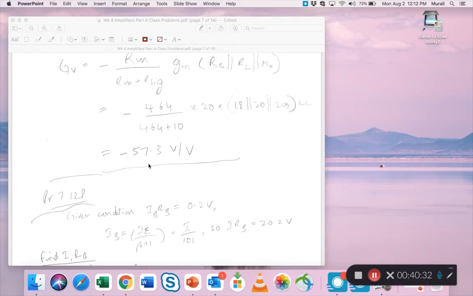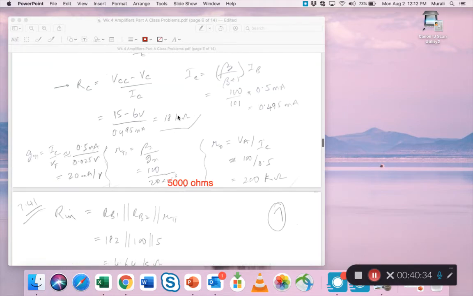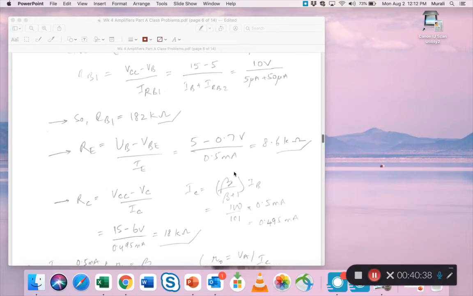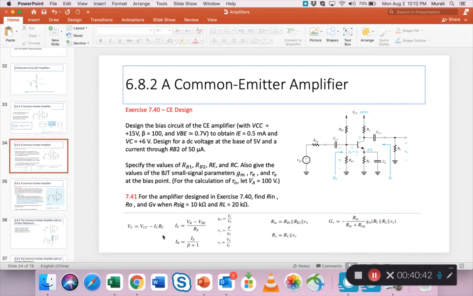minus 557.3. Okay, so I don't want to waste any more time on this because we are running out of time, but as you can see, it's just a straightforward application of all these formulas that we have collected here. Just make sure you understand each of these formulas well, and then you can solve the problem.